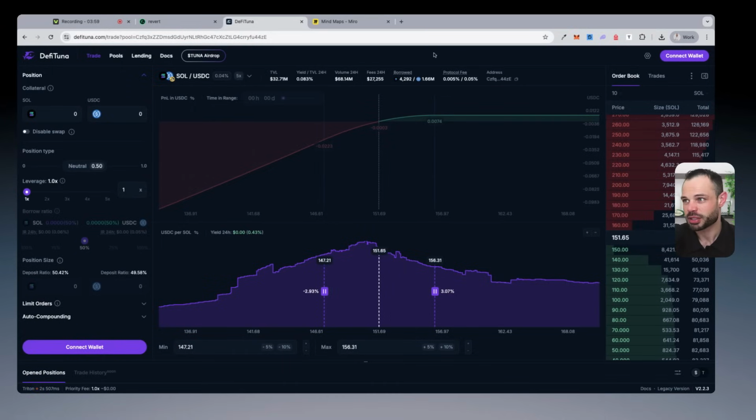If you're not familiar with DeFi Tuna, you might be familiar with other dexes native to the Solana ecosystem, just like Orca, just like Raydium.